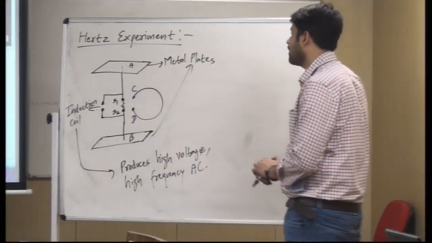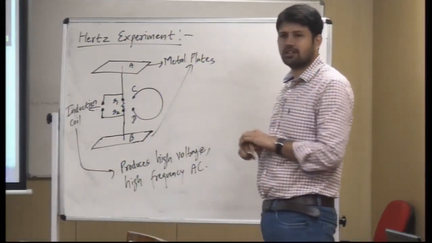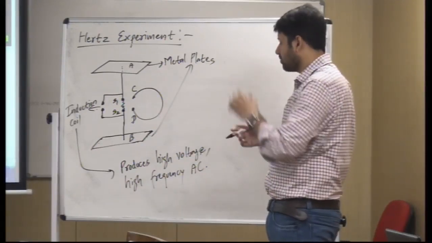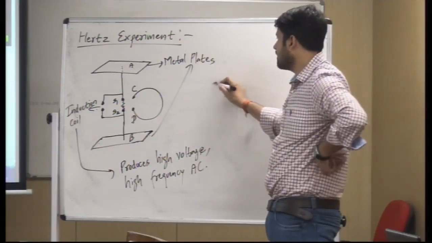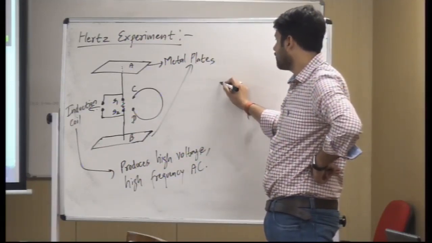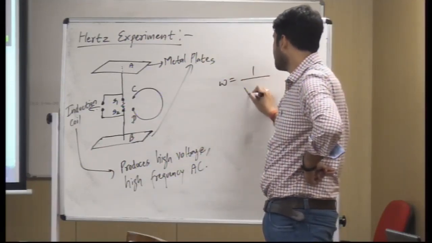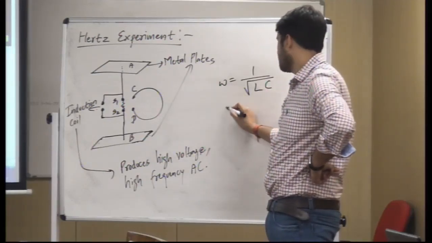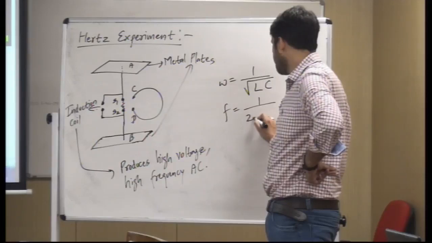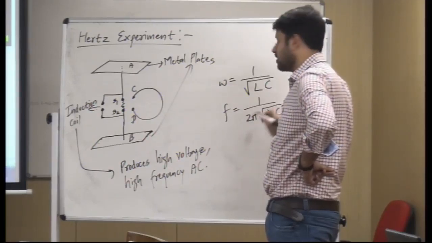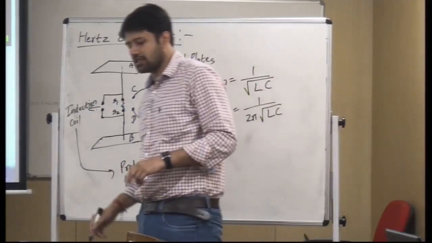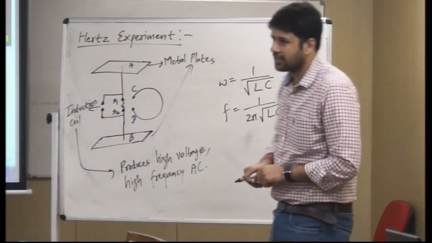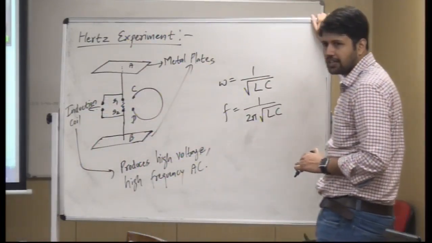Okay, so what was happening because of this arrangement? EM waves of angular frequency 1 by root LC were getting produced. Okay, or frequency would be 1 by 2 pi root LC. Okay, a question was recently asked on this concept. Only on the formula itself.